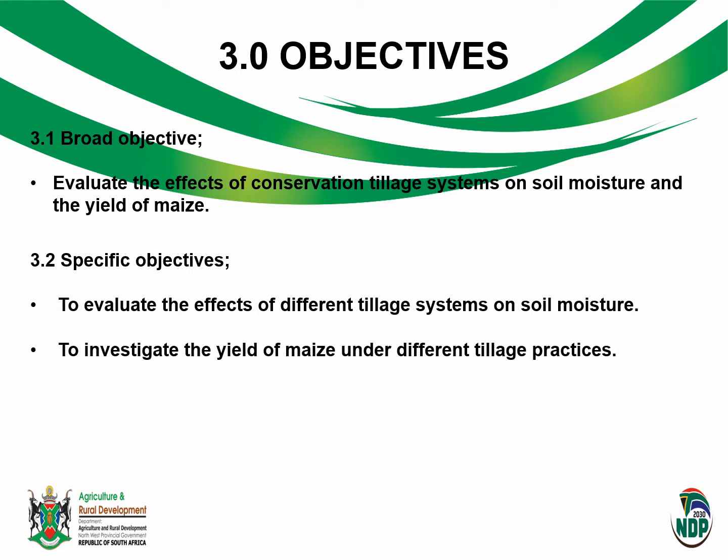The objectives. The broad objective is to evaluate the effect of conservation tillage systems on soil moisture and the yield of maize. The specific objectives: to evaluate the effects of different tillage systems on soil moisture, to investigate the yield of maize under different tillage practices.